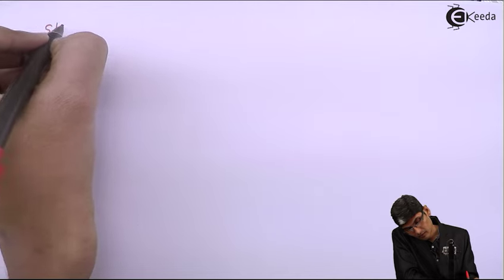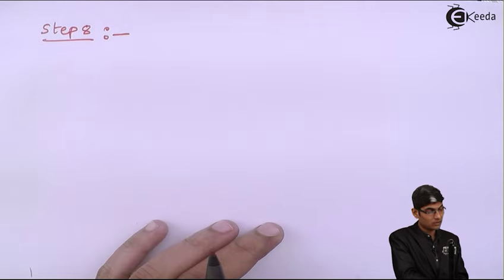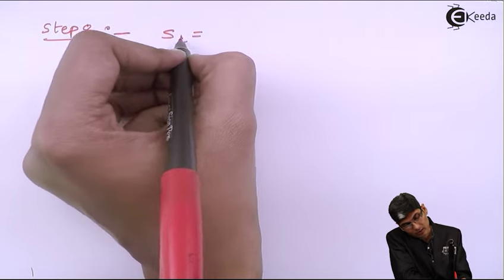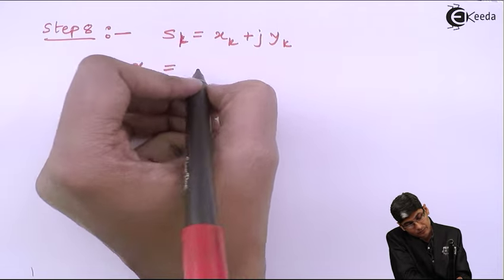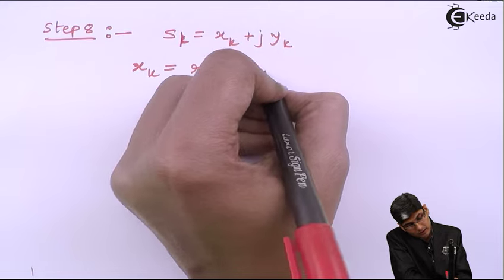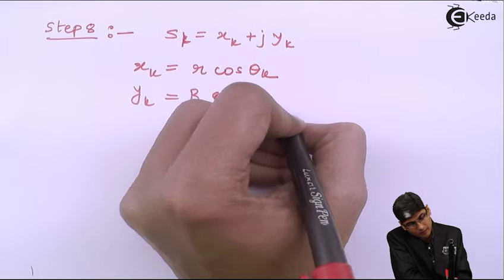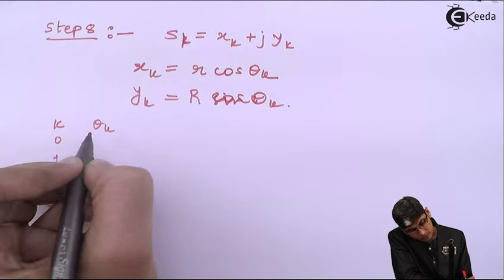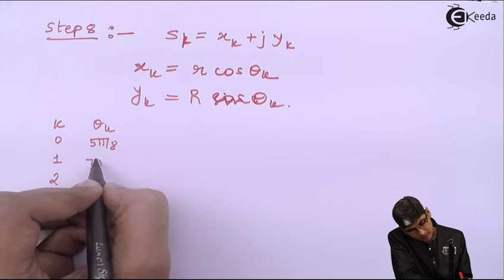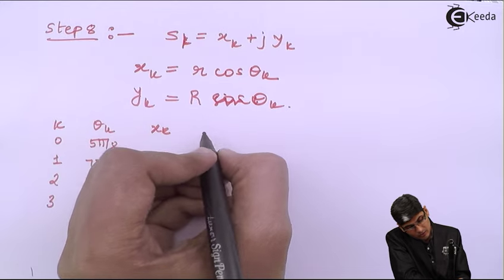Let us go ahead and solve. Now we are at step number 8. Let us find the poles of the transfer function. The pole of a transfer function s of k is given as x of k plus j y of k, where x of k is equal to small r cosine of theta k, and y of k is equal to capital R, not cos, sine of theta k. Now what I will do, I will make k over here, which is going from 0, 1, 2, 3. Then I will write theta k over here, which for 0 is 5 pi by 8, this is 7 pi by 8, this is 9 pi by 8, and this is 11 pi by 8. Okay, then we write x of k value, we write y of k value.